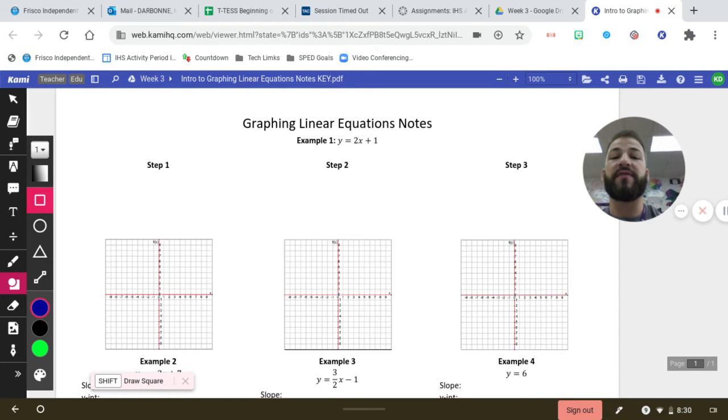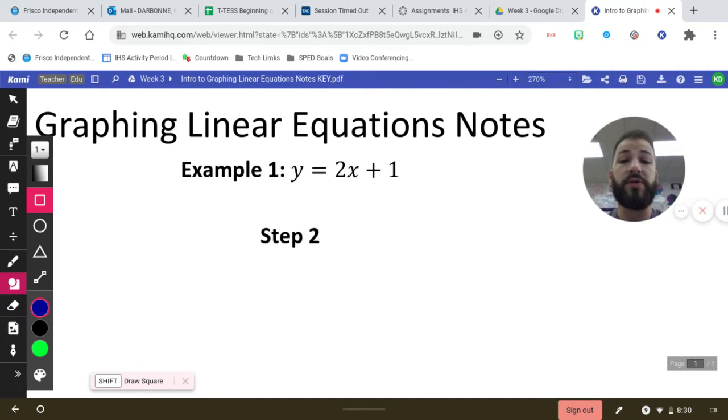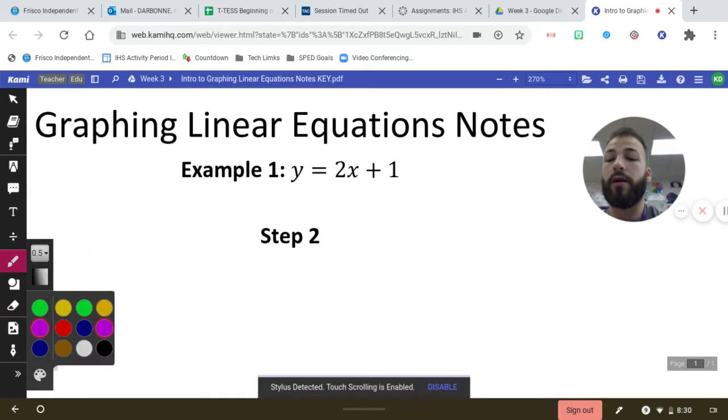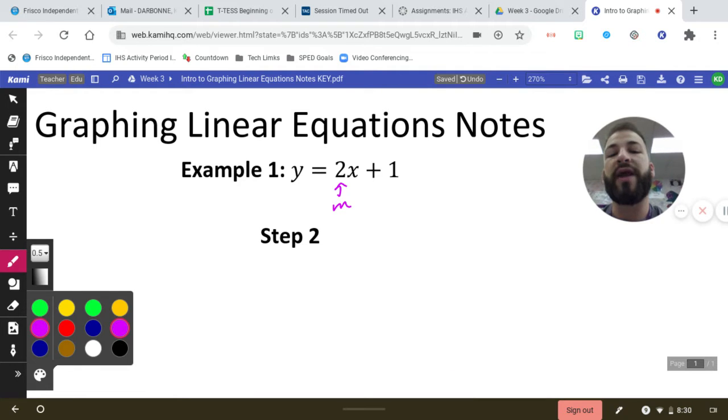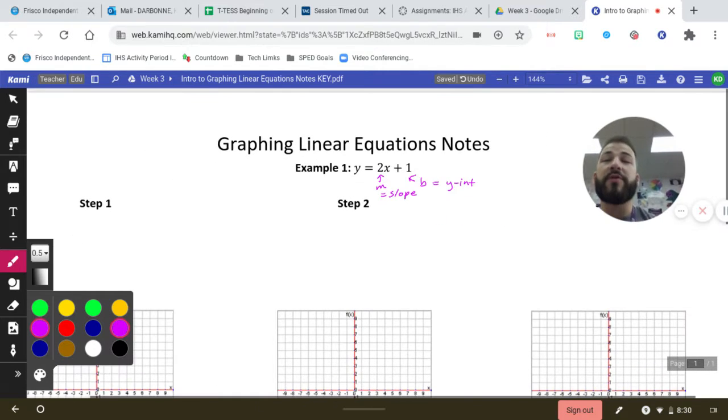So just as a recap, if this is my equation, y equals 2x plus 1, our slope, our m, is always the value in front of x, and our y-intercept is always our b value, or the number being added or subtracted. Okay, so now that we kind of know what we're looking at in our equation, which hopefully you should know by now, let's go through our steps.